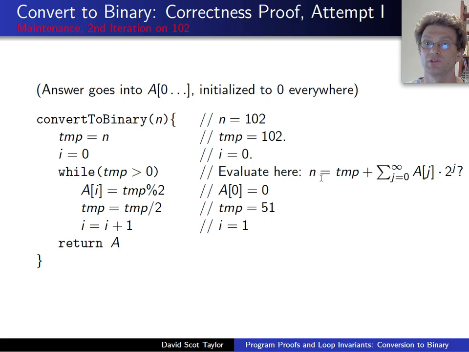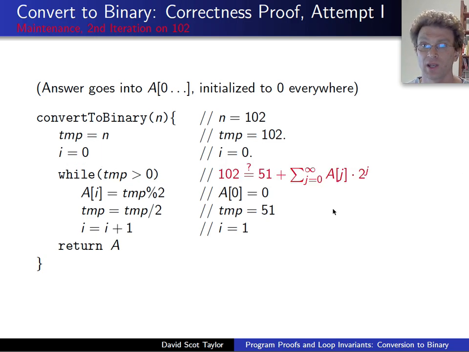This thing evaluates fine when that goes. Now, A of 0 equals 102 mod 2, that's 0. 102 div 2 is 51. I gets incremented. Now I come back up to the top of my loop. And when I come back up to the top of my loop, I want to ask, is this statement true?